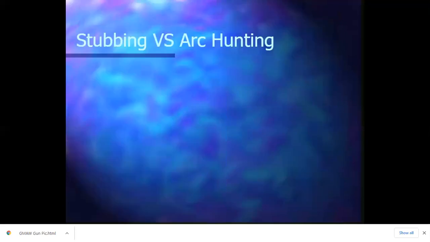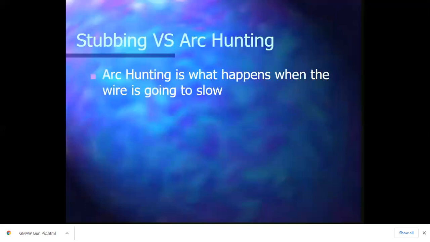So stubbing versus arc hunting. This is going to be an interesting little bit here. So stubbing and arc hunting are two things that we want to avoid while working with a gas metal arc welder. Now they can be caused by different reasons, and some of those reasons are going to be we got too much wire, too little wire, too much voltage, too little voltage. There's two ways to solve every one of these problems.